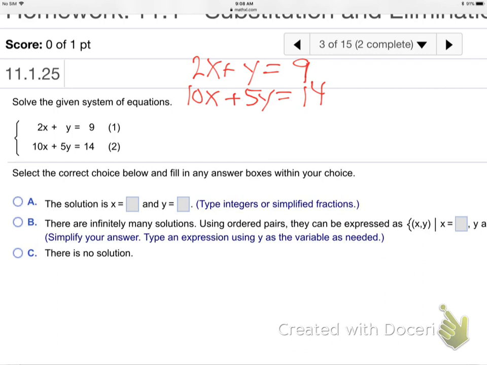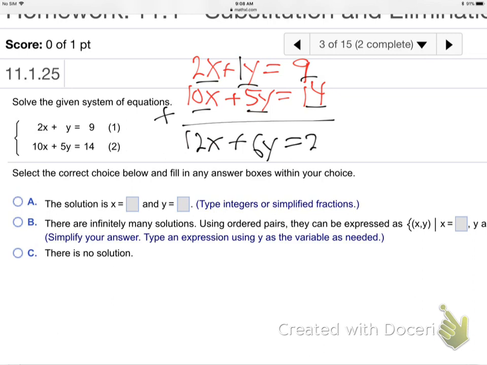So go ahead. So now on this one, oh, by the way, I can't just add these. You probably know that. You remember that from algebra? Remember, like, don't write this down. This won't work. If I was to add these right now, what would I get? 2x and 10x would be 12x. 1y and 5y would be 6y. 9 and 14, what is that? 23. That didn't work.